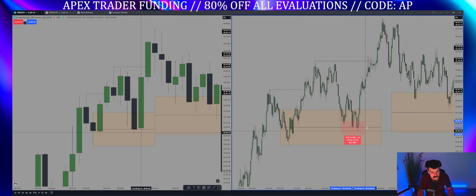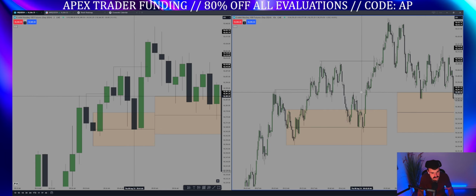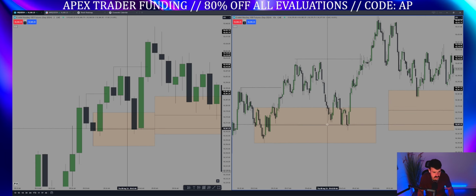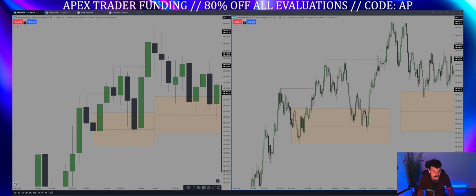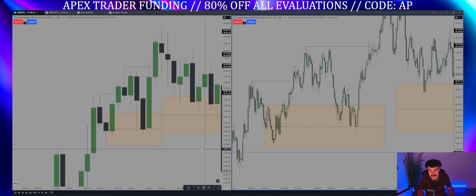We see price revert back to the 50%. We get a nice failure to tap this, or a failure to mitigate it right there, revert back up, come back off this imbalance, and we put in a new low, which is going to mitigate this area. So you can see right here, this is beautifully delivered.